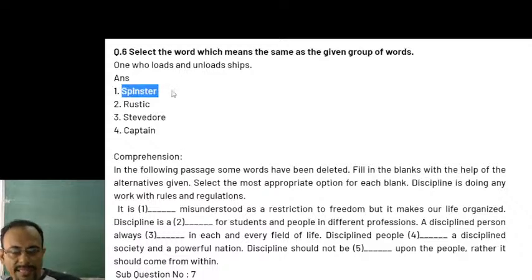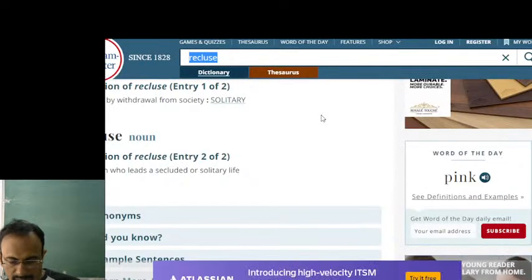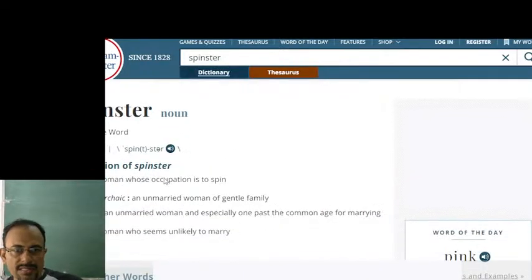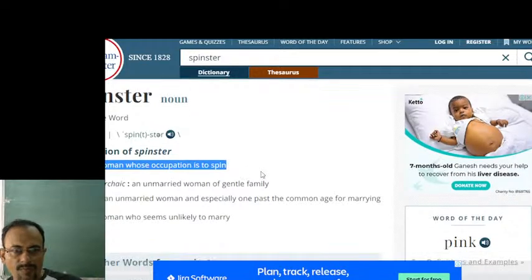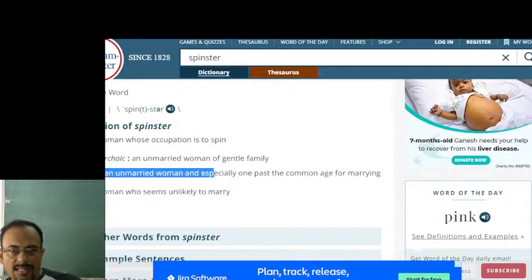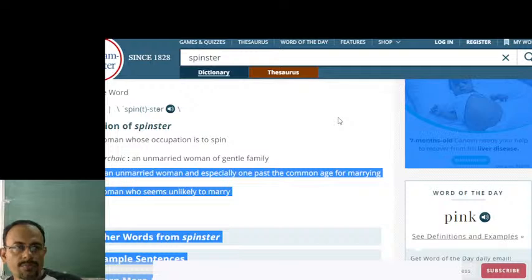Let's begin with spinster. Do you know the meaning of spinster? You can take a note of all this. Later on you can consult a dictionary. You can write down in your notebook. A spinster means a woman whose occupation is to spin, number one. Number two, a woman who seems unlikely to marry. A bachelor woman is called a spinster. Or an unmarried woman, and especially one past the common age for marrying, can also be called a spinster. So this is the meaning of spinster.